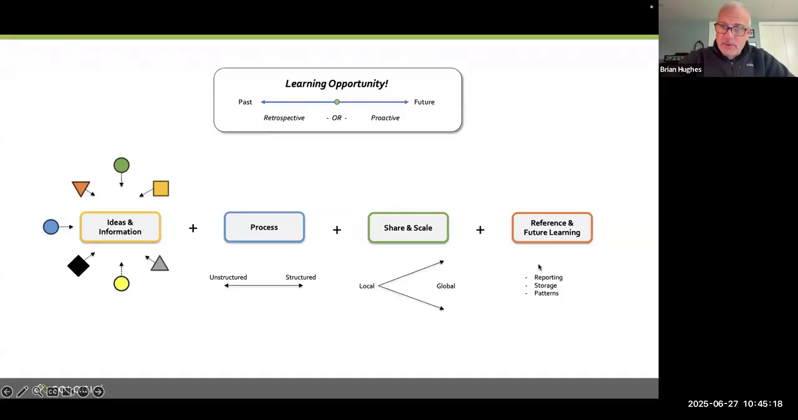Okay, so the rest of this I'll be quick about. Share and scale what we've learned, and then also you need a way to store what you've learned so that there's a reference for future learning. I think all of this is how we make the best use of our learning opportunities so that we can make the best possible decisions in the current moment. We're going to look backwards, we're going to look forwards, we're going to have diverse ideas and information, the right amount of process, the ability to share and scale, and also a place where we can store things as a reference for future learning.